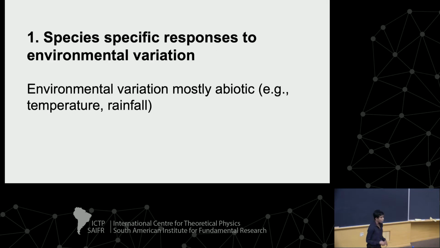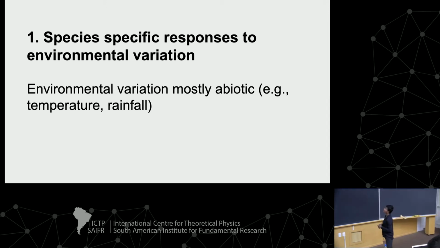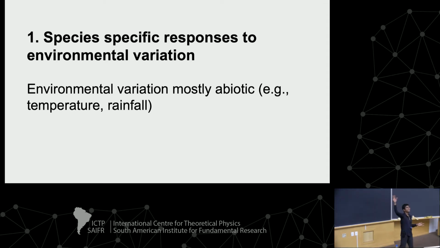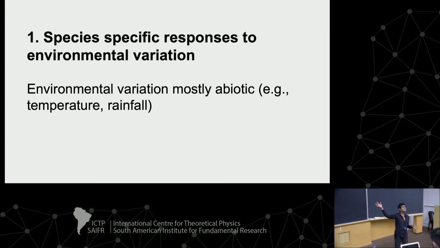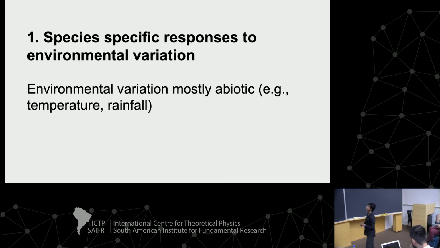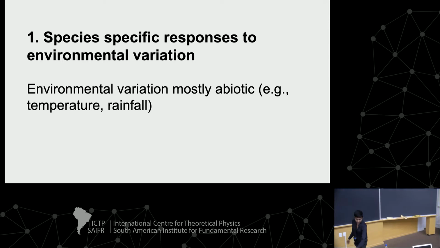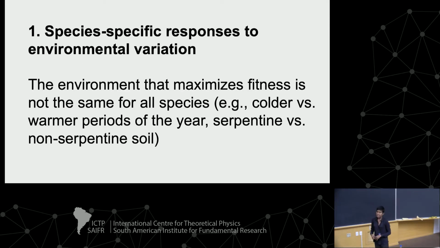Okay, so what do we mean by species-specific responses to environmental variation? So here we are concerned with environmental variation that's mostly abiotic. So we are thinking of rainfall, temperature, pH, salinity, soil nutrient availability, things like that. And the point is that the environment that maximizes fitness is not the same for all the species, okay?